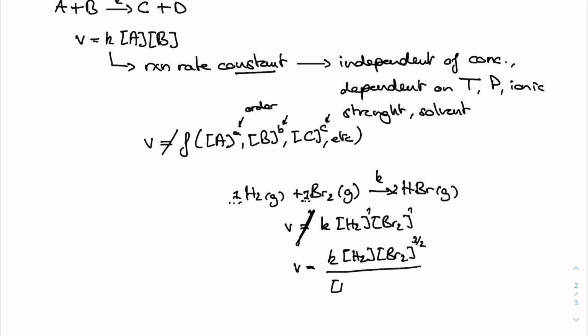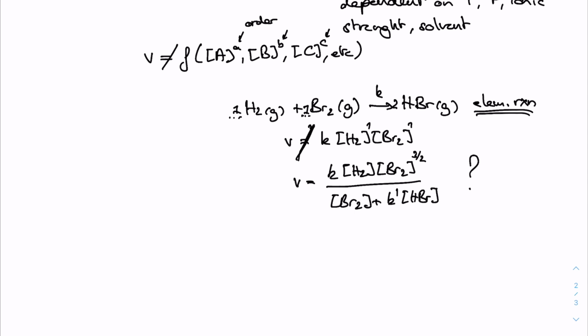divided by Br2 plus K dash HBr. And now you're like, how am I supposed to know that that's true? Right? And it's because many times when you look at the reaction, this is not an elementary reaction. It's actually, there's a much more complicated mechanism behind it that you don't know when you're simply doing the reaction.